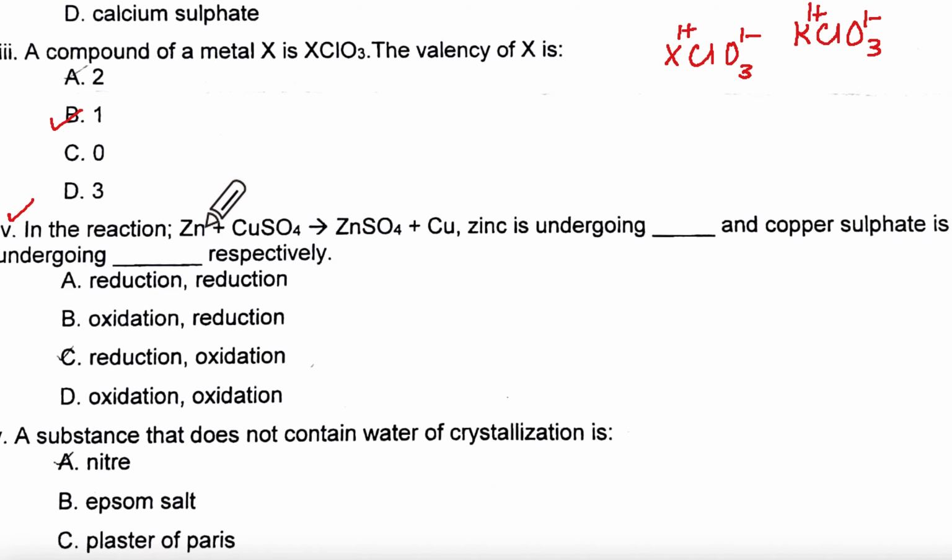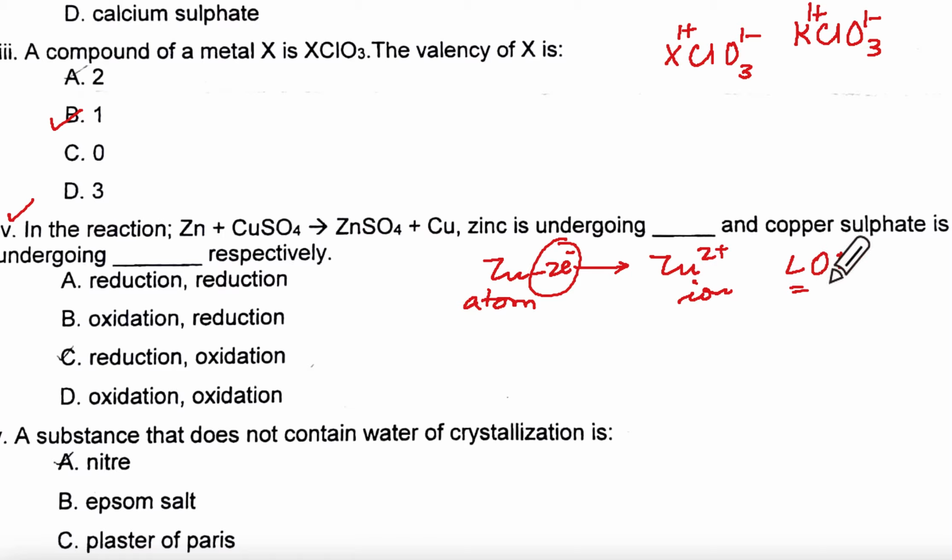We come to the next one. In the reaction this Zn undergoes oxidation. Now your thinking step is Zn, which is an atom, is becoming Zn2 plus, which is an ion. How did it become ion? By losing 2 electrons. So loss of electrons means it is oxidation. So zinc is undergoing what? Oxidation.